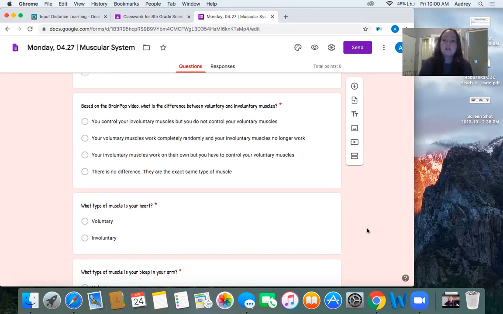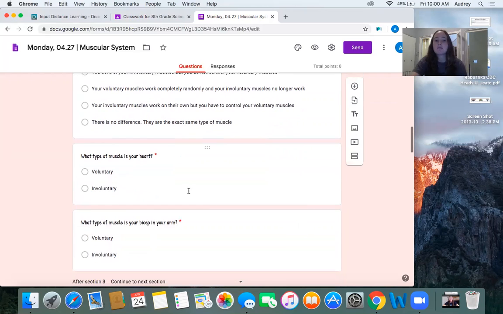Now, an involuntary muscle would be something like your heart, where that beats all day long. I don't have to think beat. We would all die if that happened. Your involuntary muscles work on their own. Think about it this way: voluntary, you're volunteering them to work. You are choosing to make them work. Involuntary, you're not choosing to make that happen. They work on their own.